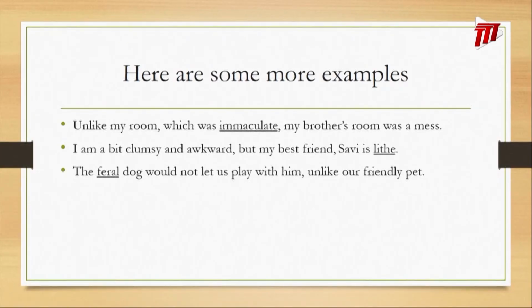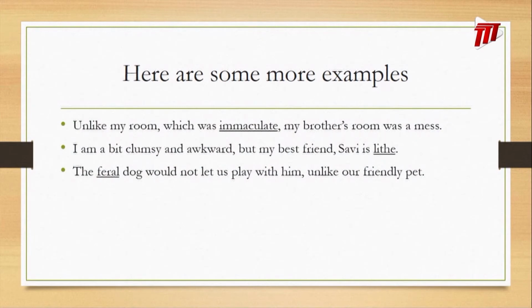The feral dog would not let us play with him, unlike our friendly pet. So here we have a dog that wouldn't allow others to play with him, but we have a friendly pet who is unlike the feral dog. A friendly pet you will play with. A feral dog you wouldn't. So the opposite of feral dog would be the friendly pet. A friendly pet is a pet that you would have at home, that is tamed. So we can conclude here that feral means untamed or wild.